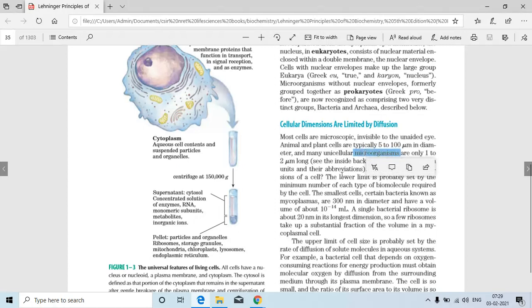Microorganisms are only 1 to 2 micrometers long. And what about small cells? Small cells, like certain bacteria such as mycoplasmas, are only 300 nanometers in diameter. So we have three points: plant and animal cells, then unicellular microorganisms, and the smallest cells like bacteria. We will have to remember their dimensions.